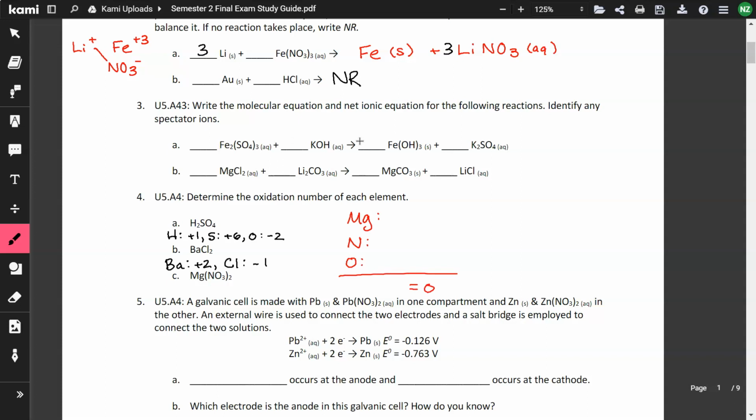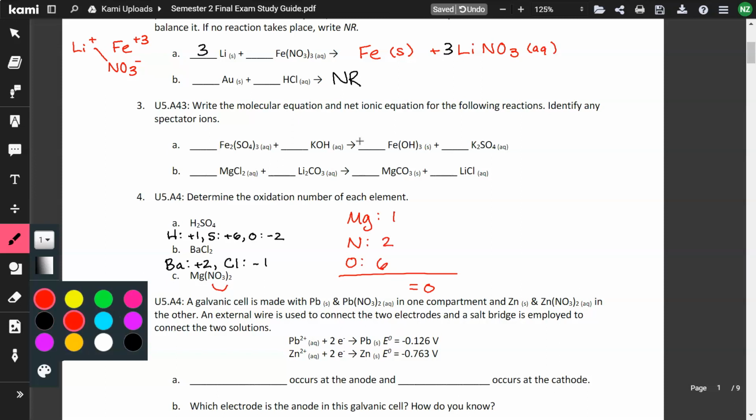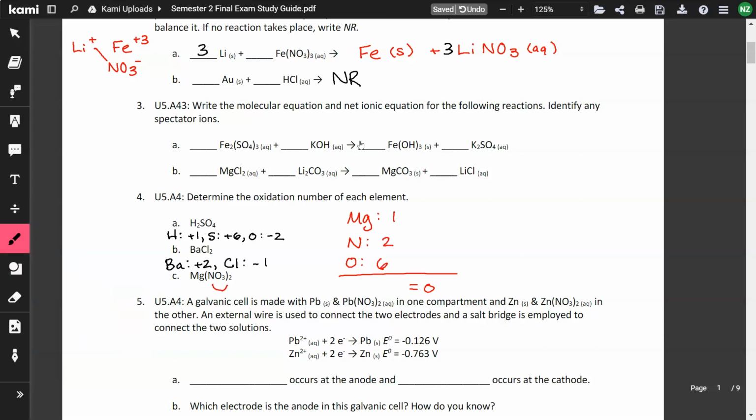All right, so magnesium, there's 1. Nitrogen, there are 3. And nope, I'm sorry. Let me go back. Nitrogen, we only have 2 of those. Okay, so the 2 is going to distribute. And then oxygen, we have 6 of those. So we have 3 inside the parentheses, and the 2 on the outside makes that a 6. Magnesium's +2, sorry. Nitrogen, we don't have a rule for.